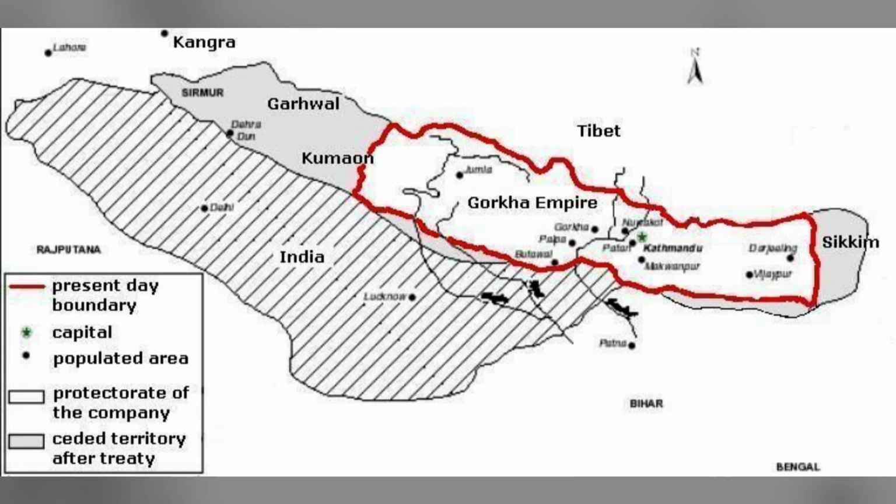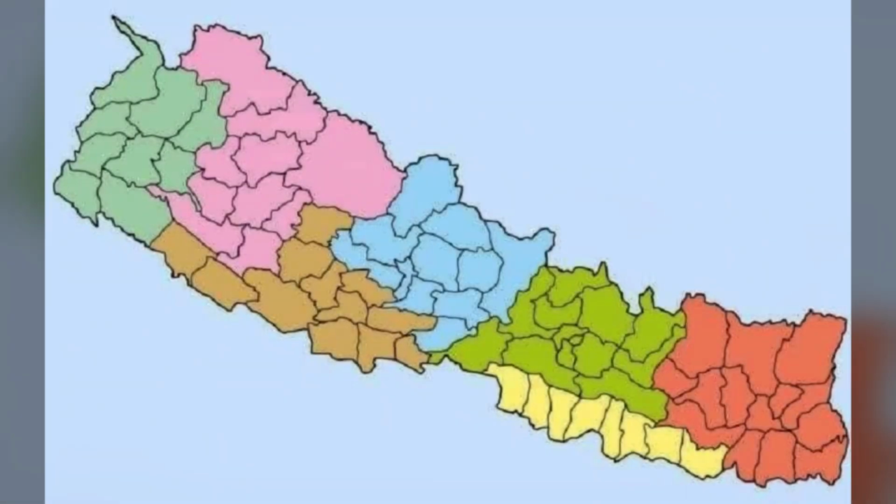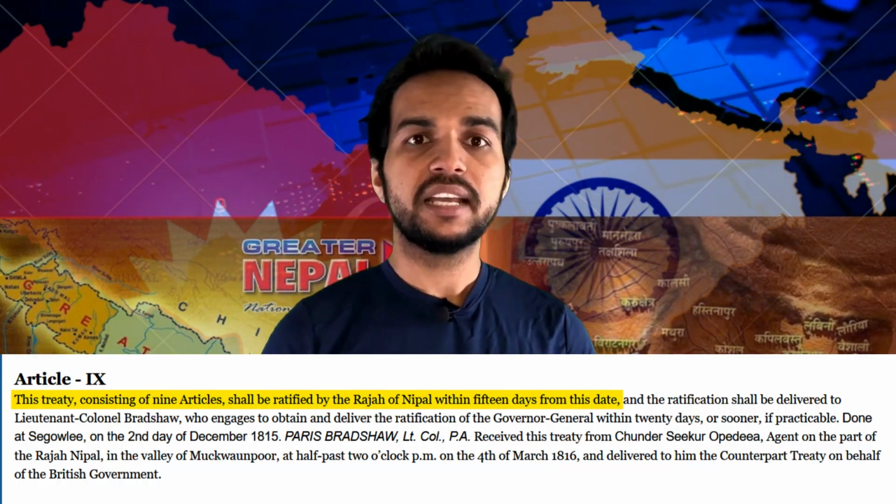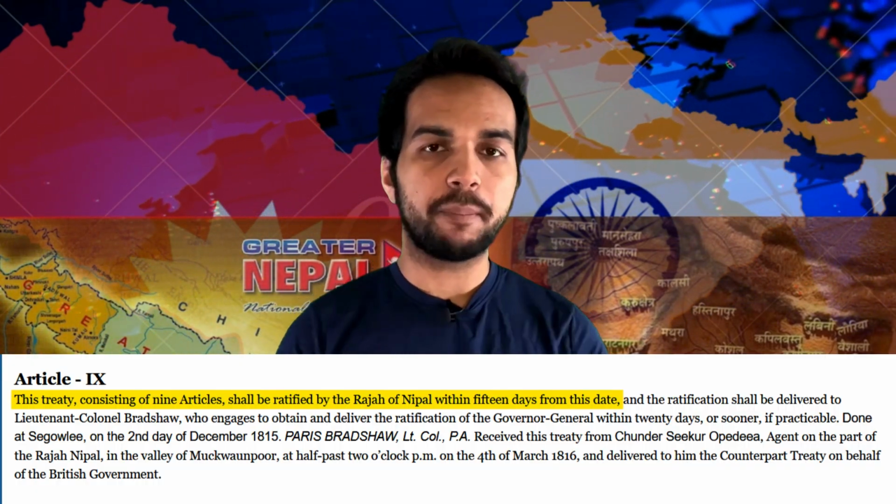As a result of the Sugauli Treaty, Nepal lost a significant amount of land and became smaller in size. However, there are arguments that suggest Nepal can still claim back the lost land because of certain incidents and treaties. So in the case of the Sugauli Treaty, one important point is that Article 9 of the treaty states that it should be approved by the King of Nepal.